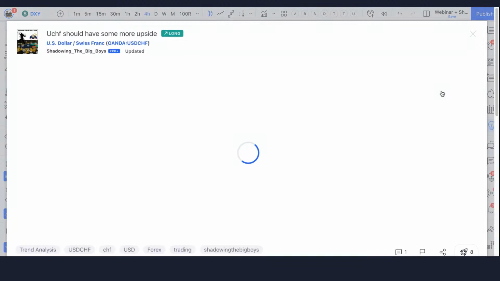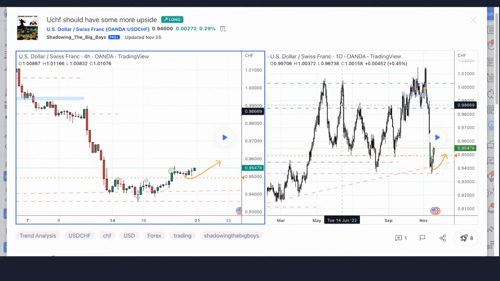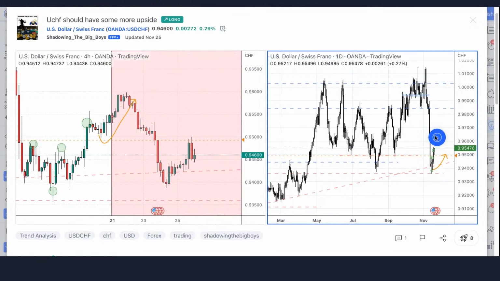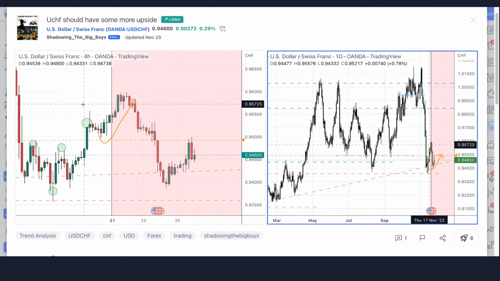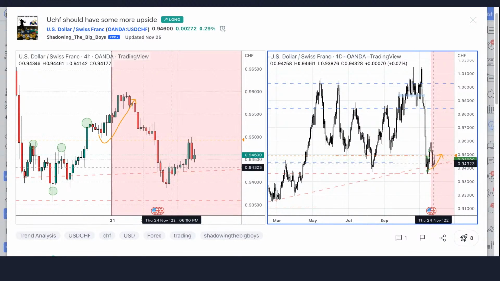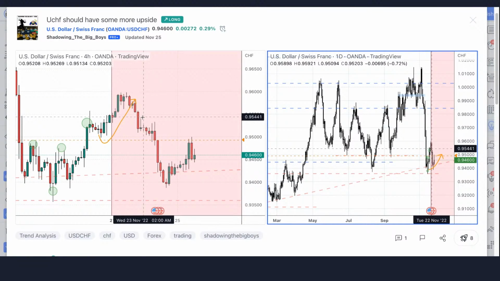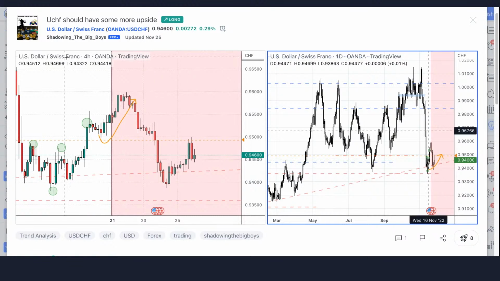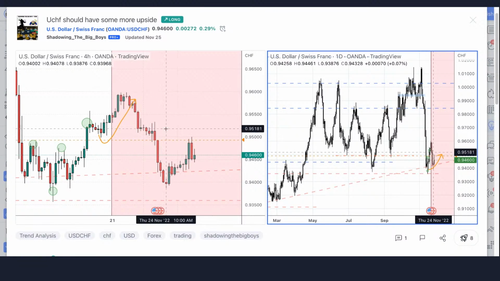On the same token, this USD Swiss franc, I mentioned that there would be some pullback upwards, but eventually this was not the case, because as you can see, the USD also went weaker. So no doubt, unless the Swiss franc is super weak, you will see pretty much the same trend on USD Swiss franc as well.